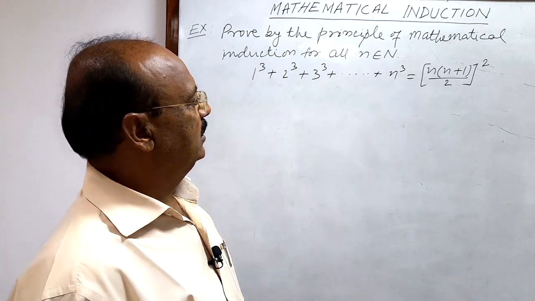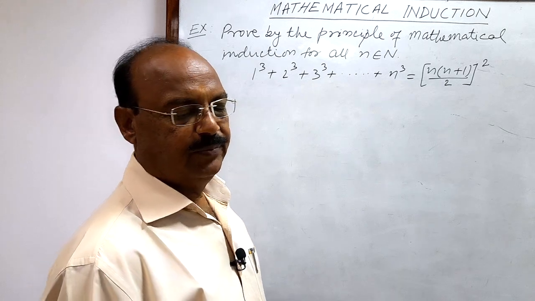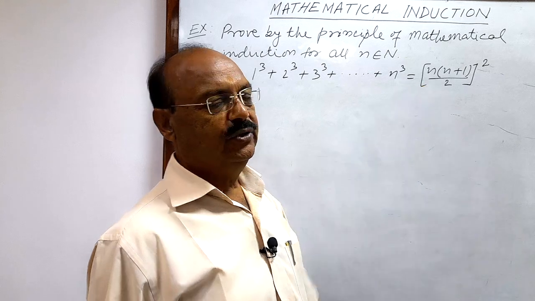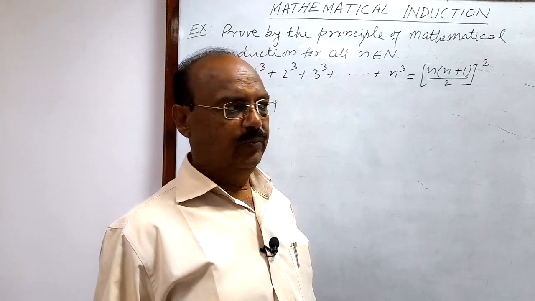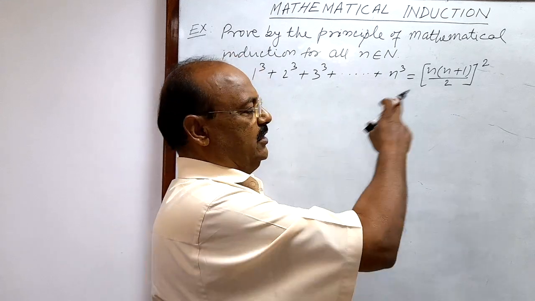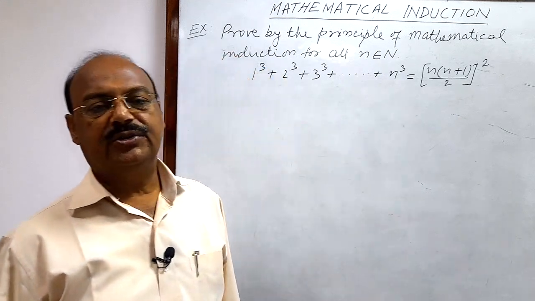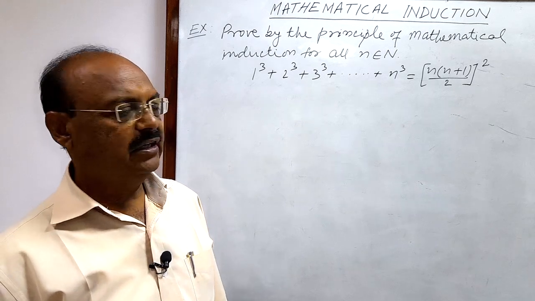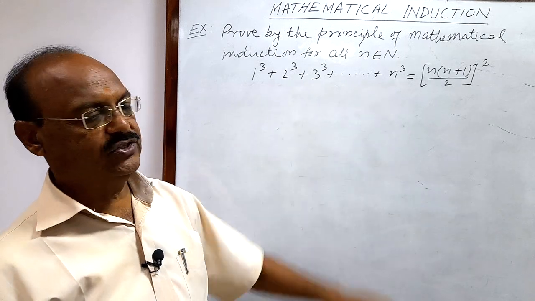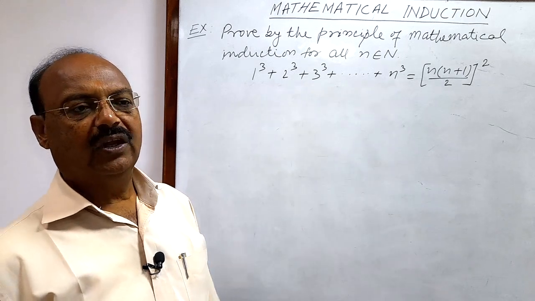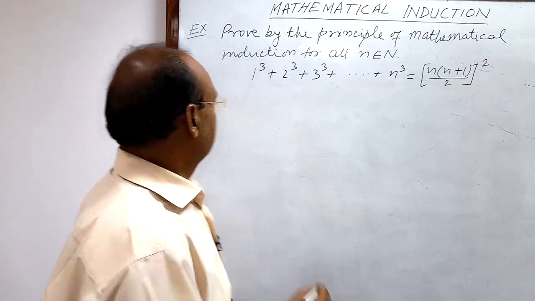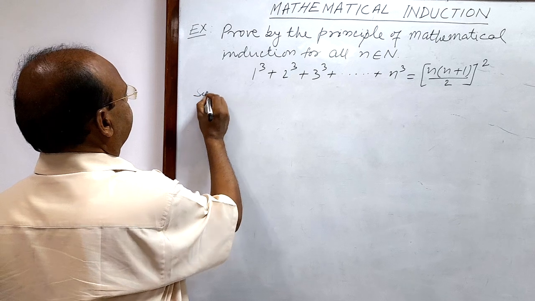Okay. And we will do it in 3 steps. In step number 1, we will show that this statement is true for n is equal to 1. The second step, we will assume that this given statement is true for n is equal to r. And the third and last step, we have to show that this given statement is true for n is equal to r plus 1. Okay, these are the 3 steps for doing this question. So let us see the solution here.